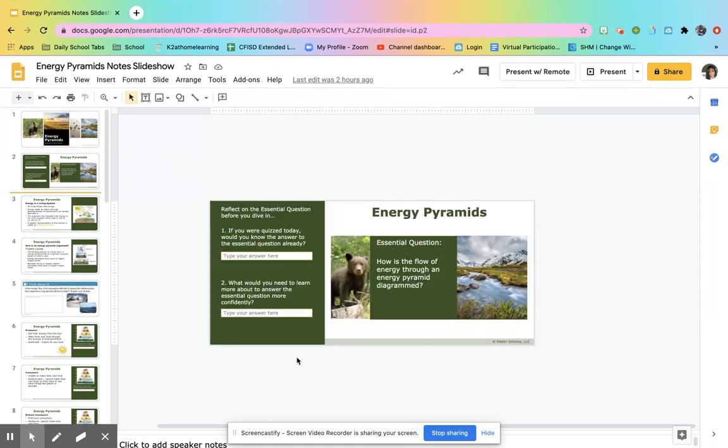So energy pyramids, so your essential question is, how is the flow of energy through the energy pyramid diagrams? Answer question 1 and 2.